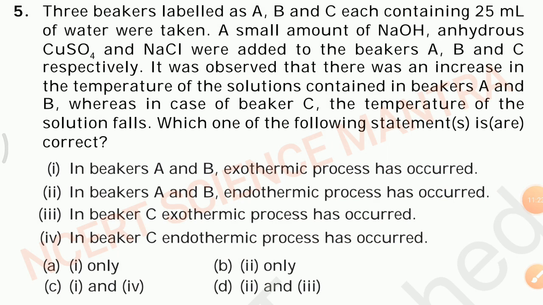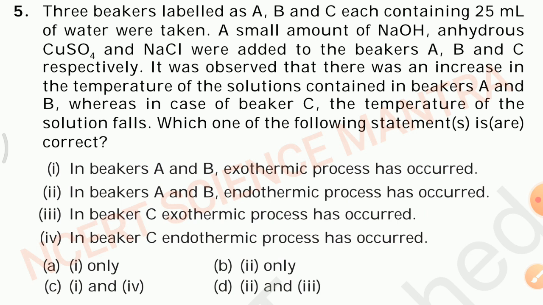Question number 5 is, three beakers labeled as A, B and C, each containing 25 ml of water, were taken. A small amount of sodium hydroxide, NaOH, anhydrous copper sulfate, CuSO4, and sodium chloride, NaCl, were added to the beakers A, B and C respectively. It means in beaker A, water was there and we added sodium hydroxide. In beaker B, water was there and we added anhydrous copper sulfate. And in beaker C, water was there and we added sodium chloride.